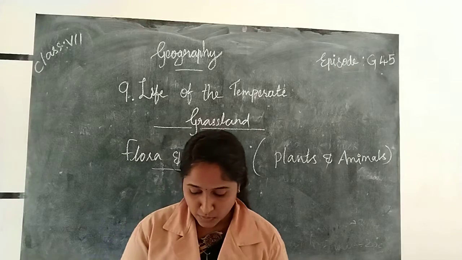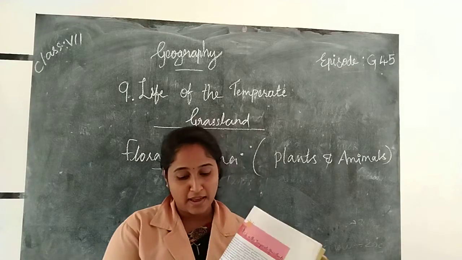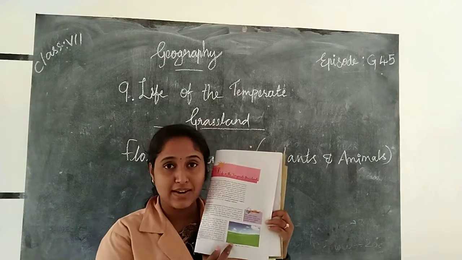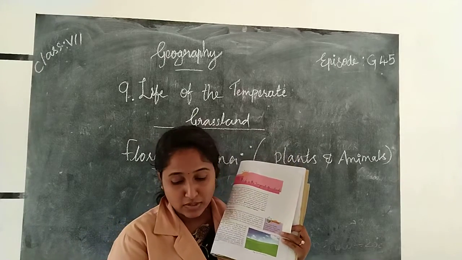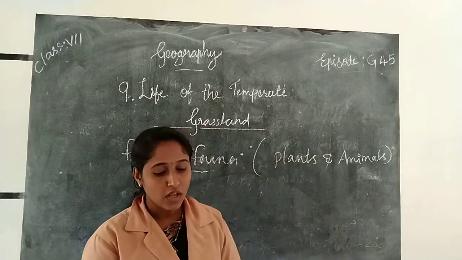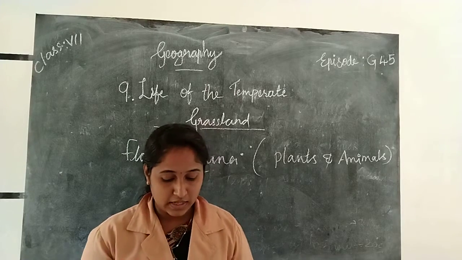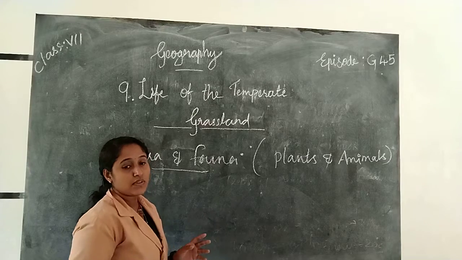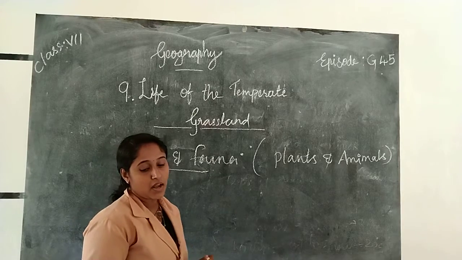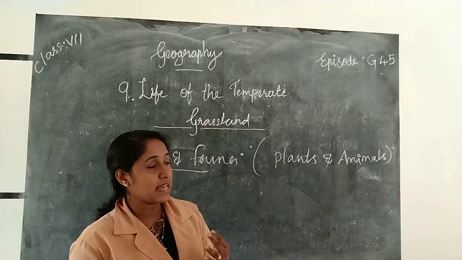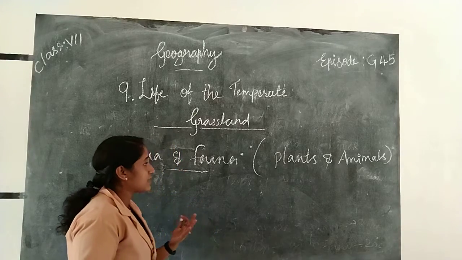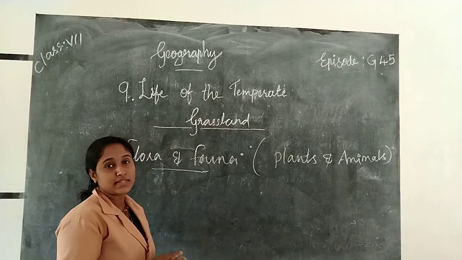Look at your textbook, page number 65. You can see the figure of the prairies. This is the grassland. You can see there are no trees. Practically there are no trees in the prairies, so we can say that prairies are treeless lands.